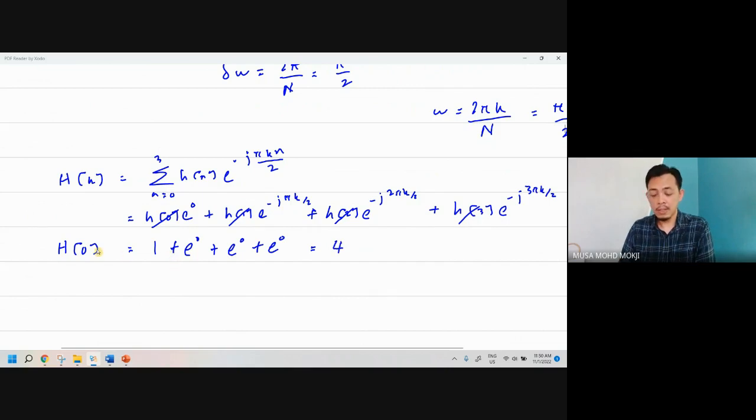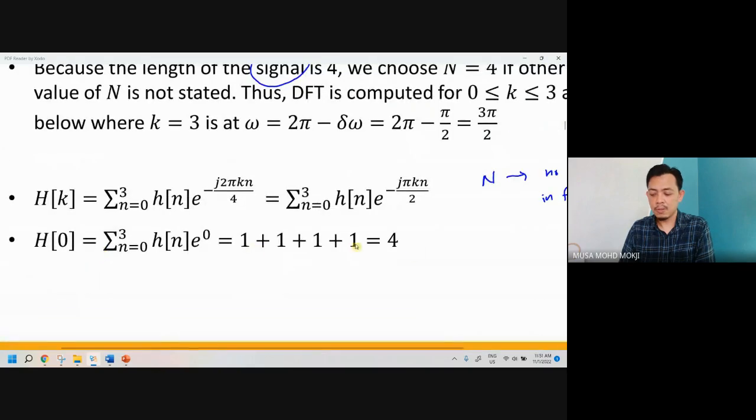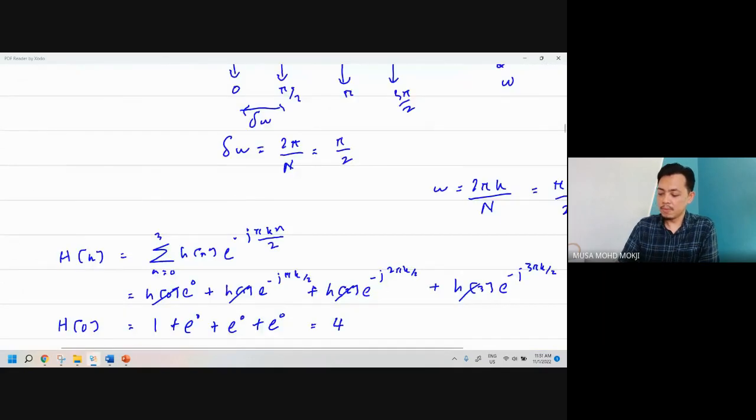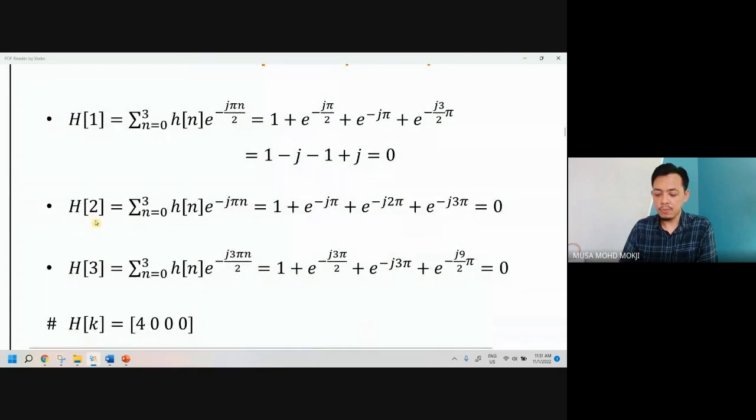So that is H0. So this is what we have here, H0. So how about H1? Because we need to compute up to H3.